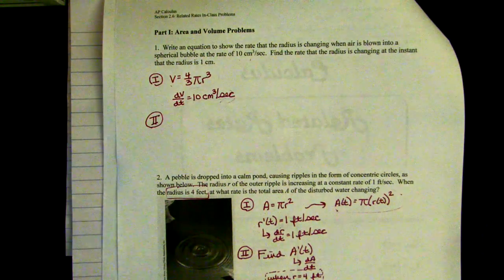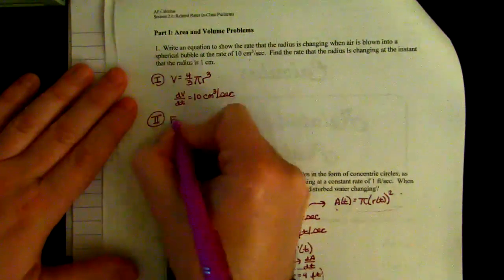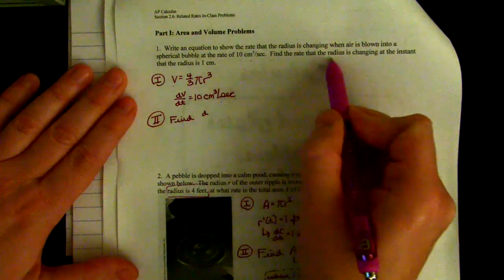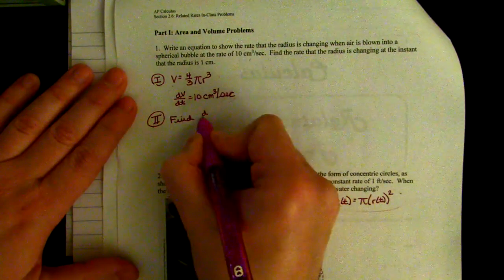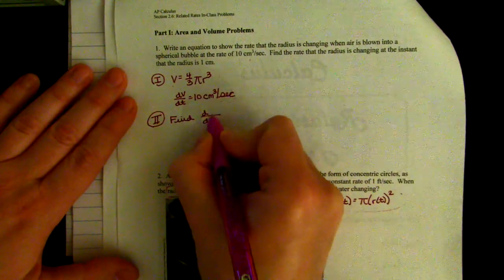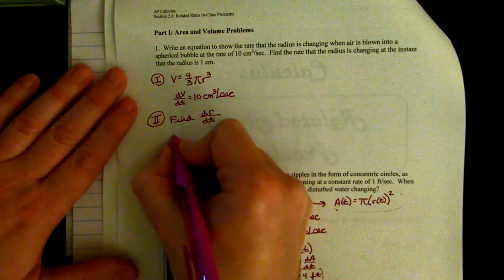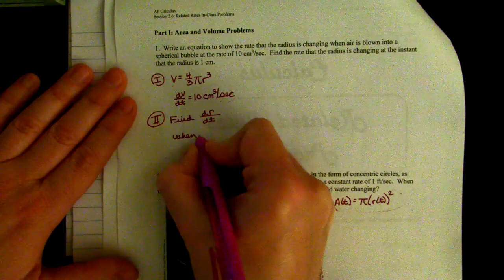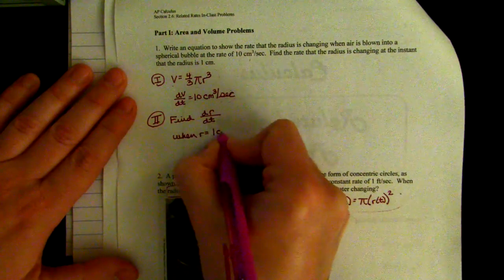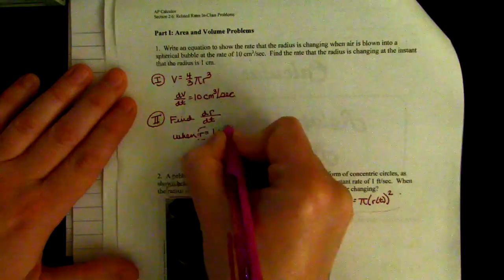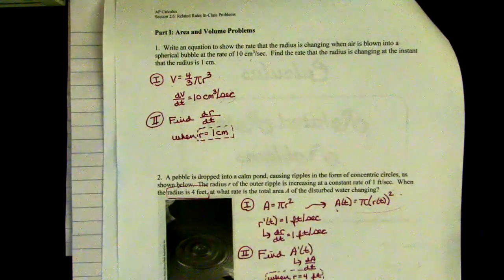Step 2. I need to figure out what I'm looking for. I want to find the rate that the radius is changing, so I want to find dr/dt. And I want to find this in particular when the radius happens to be 1 centimeter. And this is my setup.